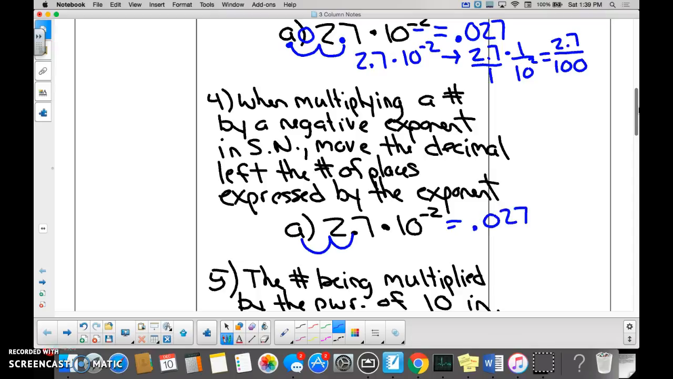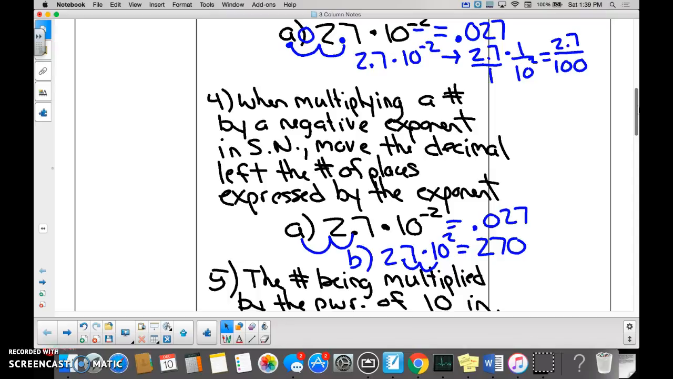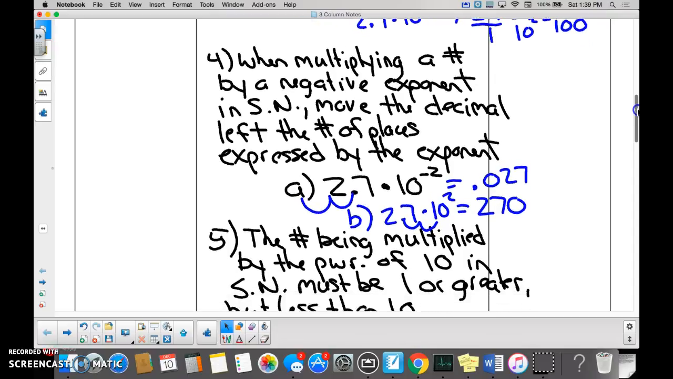The opposite would be 2.7 times 10 squared. No negative exponent in this situation, so we're going to move the decimal 2 places to the right, and fill in your 0. We're talking about the number 270. 2.7 times 10 squared, which is really 100, gives you 270. So if you're multiplying by a negative exponent, you move left with the decimal. If you're multiplying by a positive exponent, you move right with the decimal.